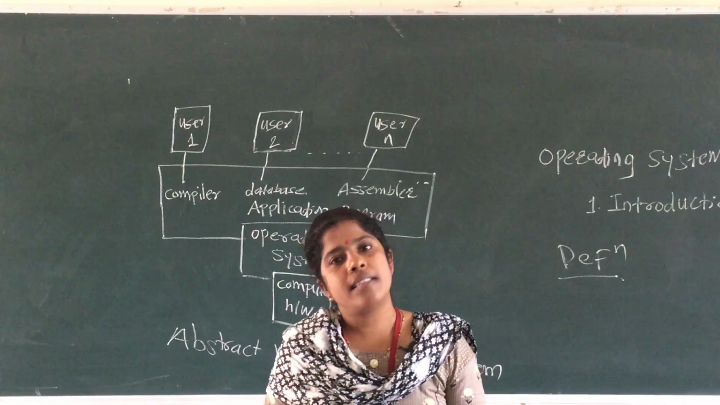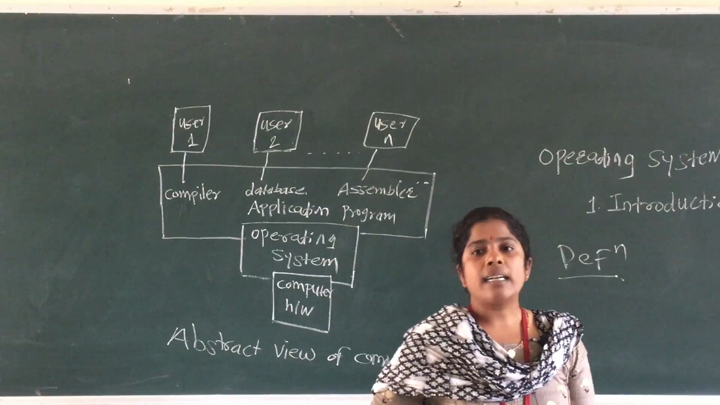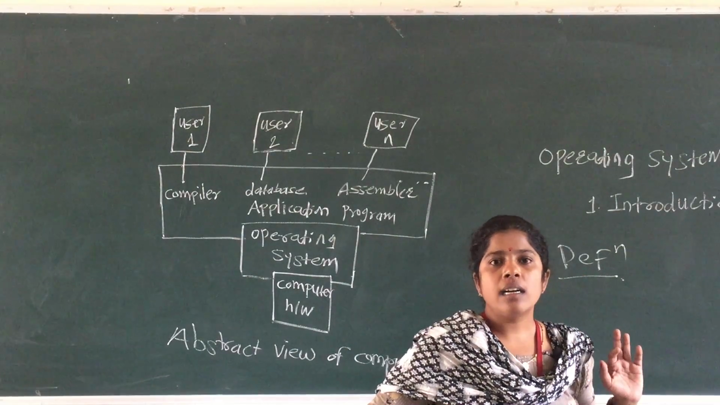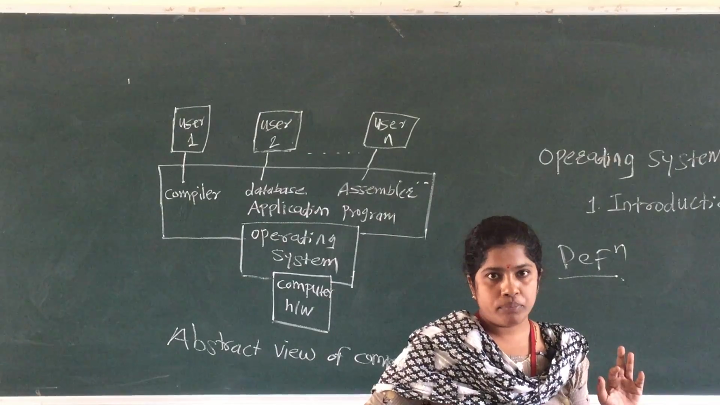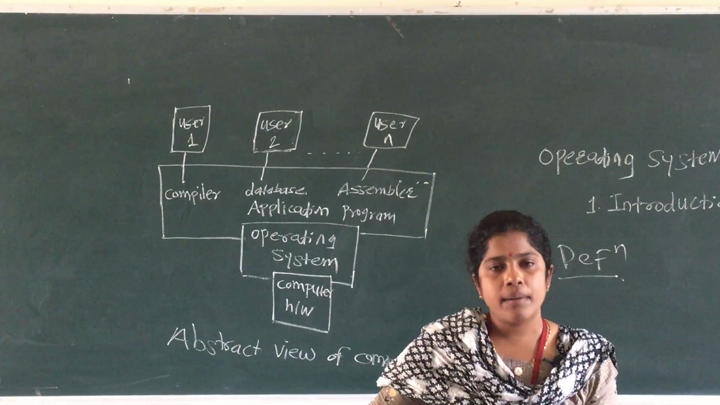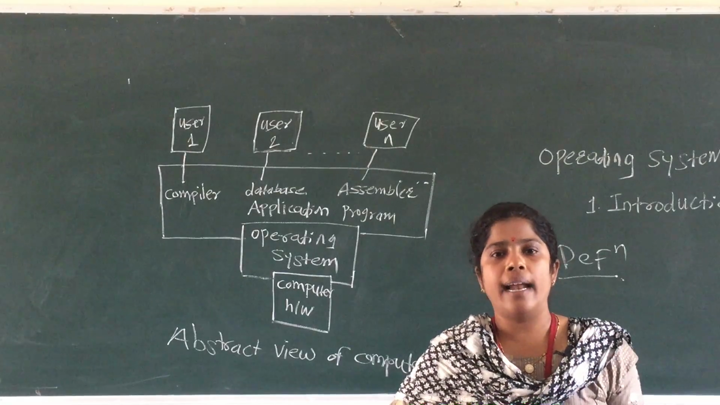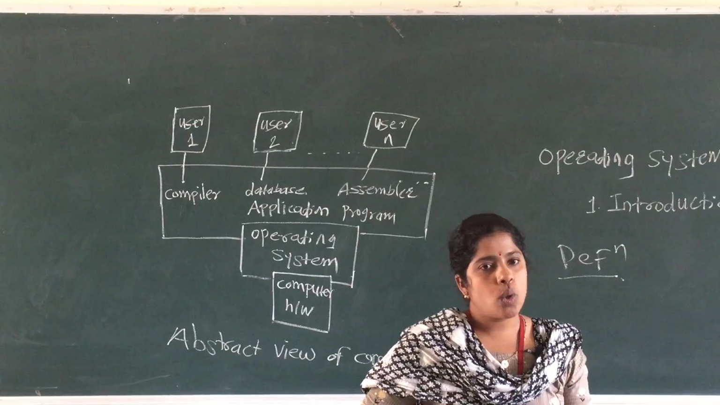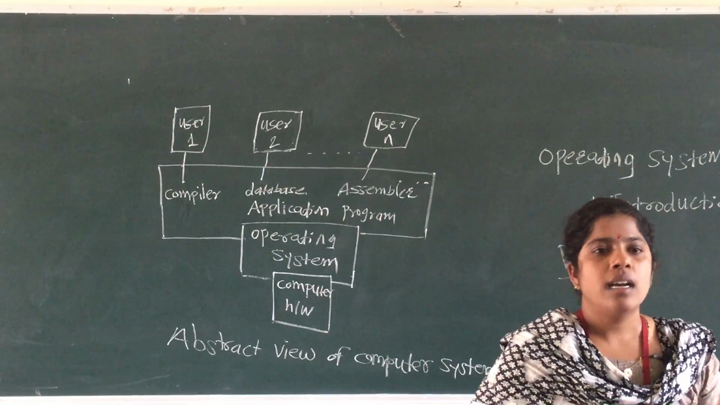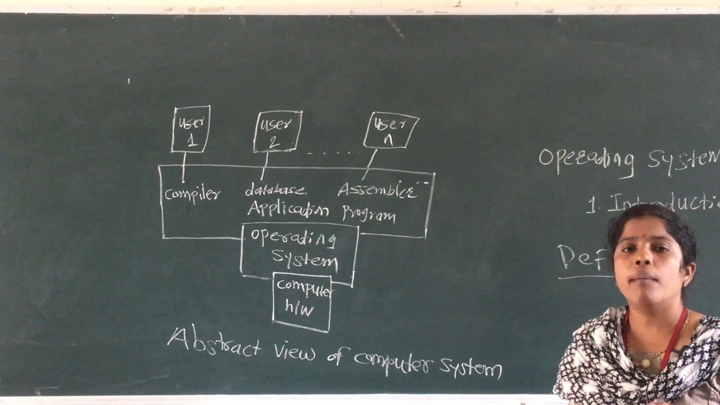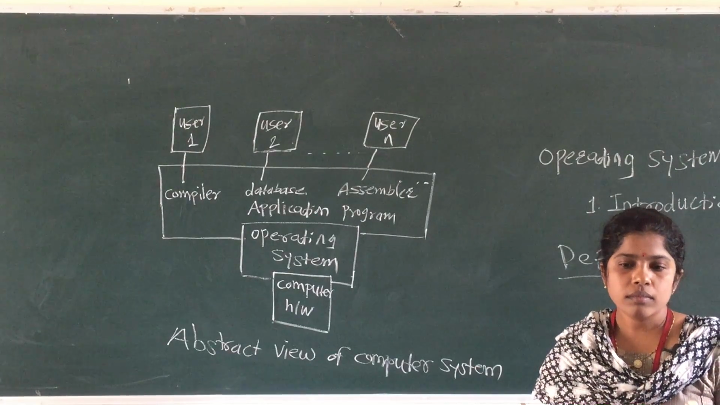The operating system acts as the intermediary between you people and the application program or the hardware. You people means who? The user. So it works as the intermediary between the user and the computer hardware.